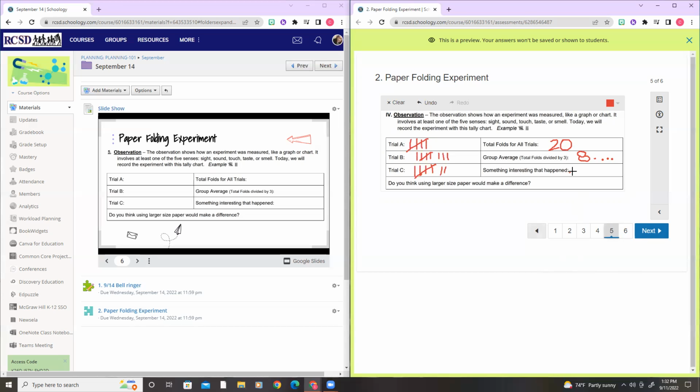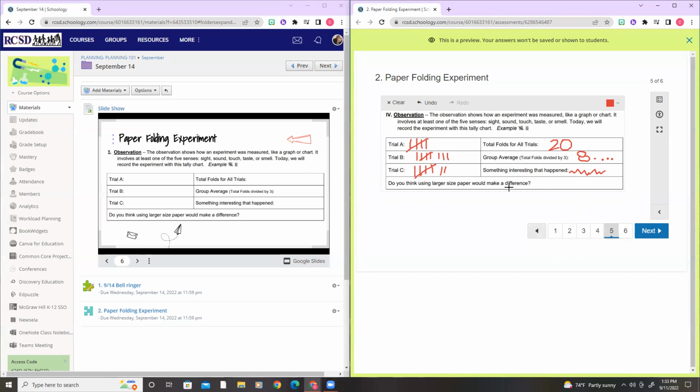So maybe something interesting happened. Maybe a paper ripped during trial A, and that's why it didn't fold as much. Or maybe trial B, the paper was wet, so it was easier to fold. So if something interesting happened, make sure you note it in this box.